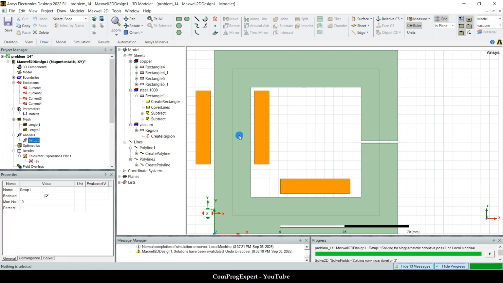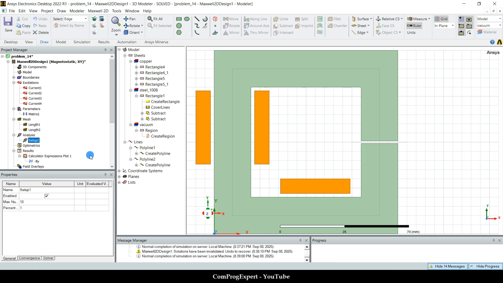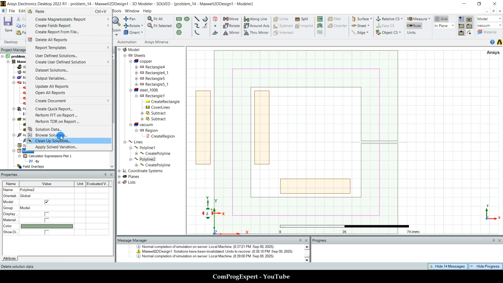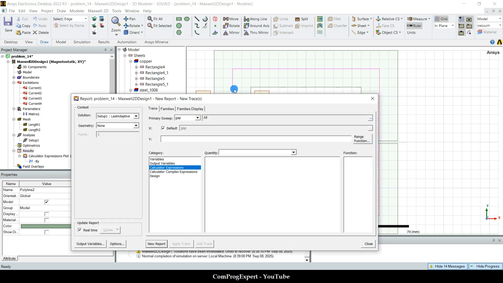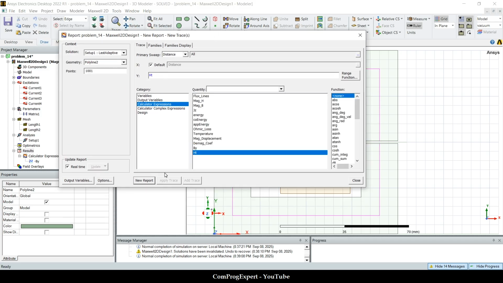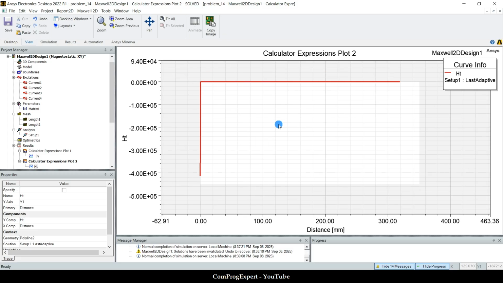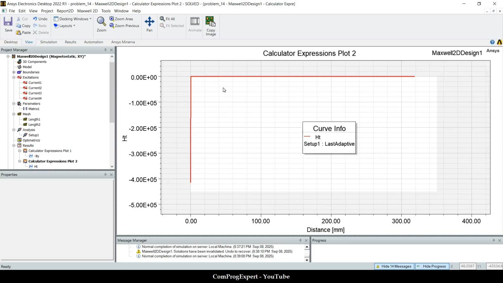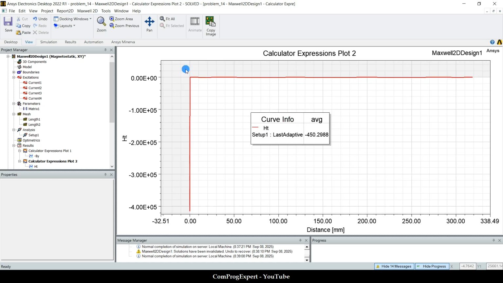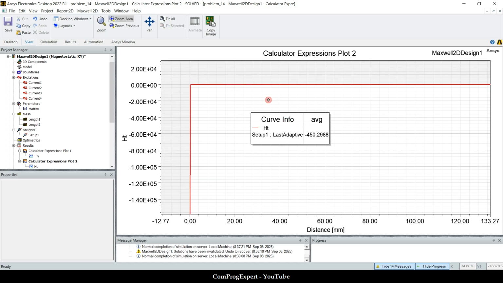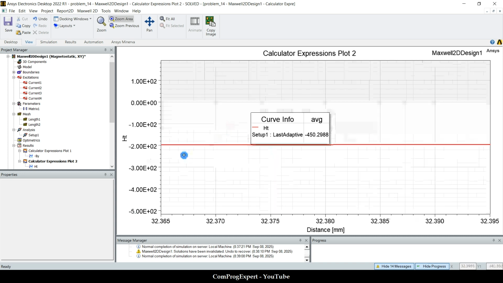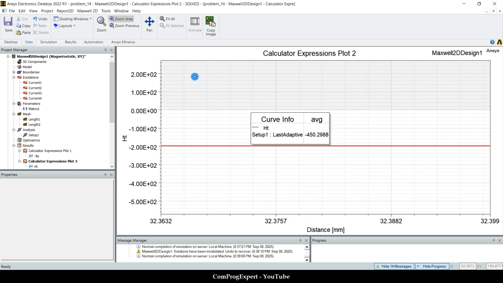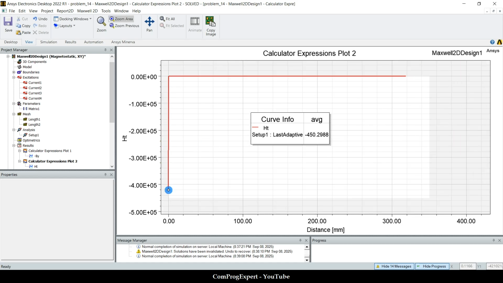Okay, analyze. So in this case, we can calculate the average value of the tangential component of the h along this polyline 2. So we can generate this field report, the polyline 2 Ht. Okay, this graph. Calculate the average value. So for one point close to the air gap, we have a very big number. This is just again because of the interpolation.